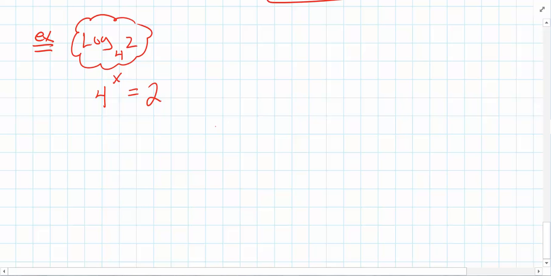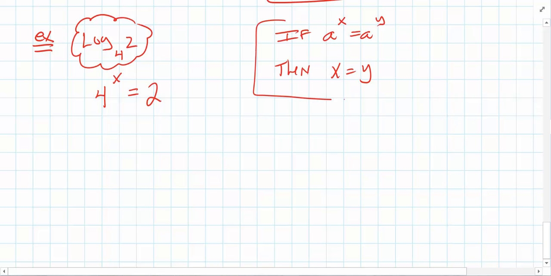How many of you remember the most amazing fact ever? It says, if a to the x equals a to the y, then what? Then x is equal to y. Good. This is what we call the most amazing fact ever. I'm sure it has a different name somewhere else, but that's what we're calling it.